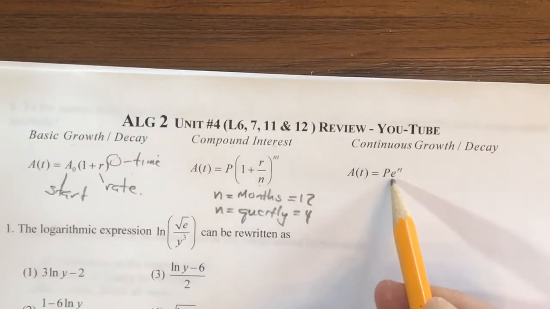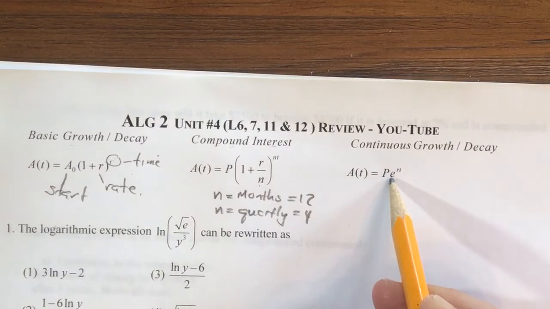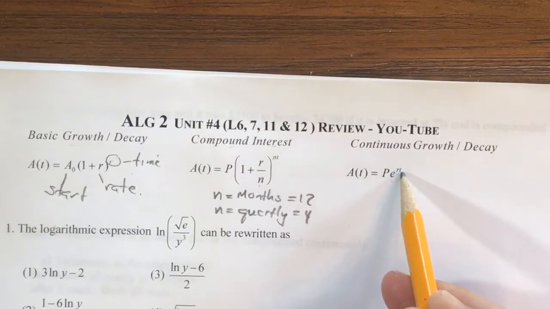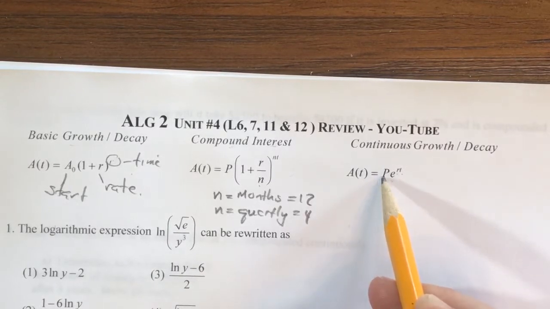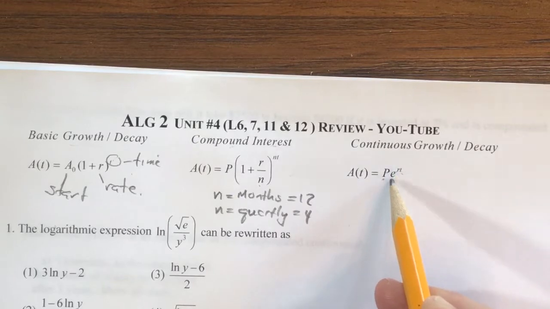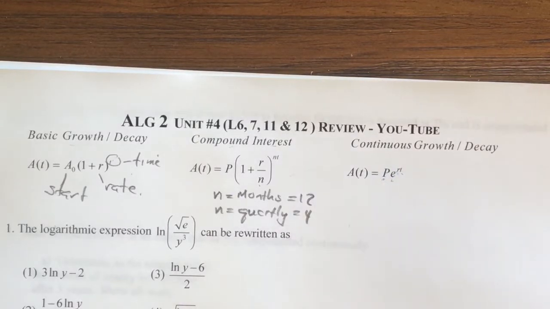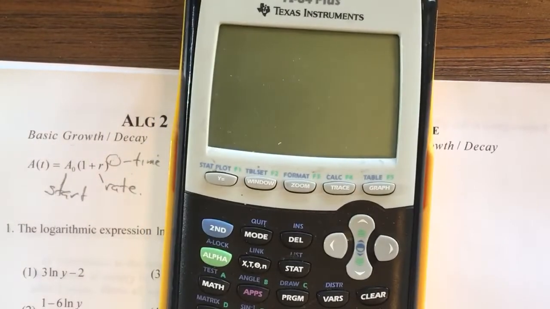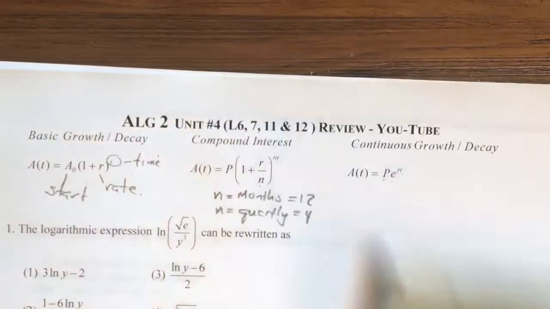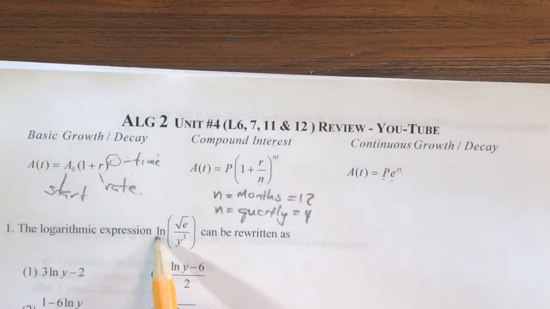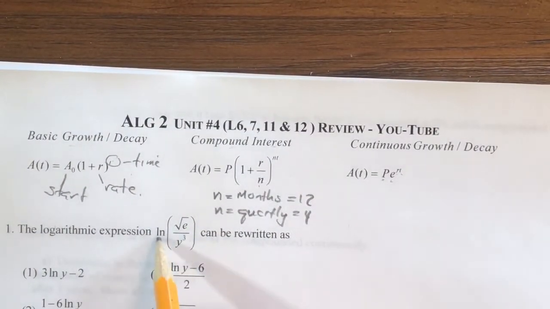And then we got our PERT formula, where E is a special number, and R is the rate, T is time, and P, we just use P instead of A0 to stand for the principal amount, the starting amount. So there's still the start, the time, the rate. It's just got to use that E button on your calculator, right here, right above the natural log. So a couple things happening here. That natural log, in fact, our first question deals with the natural log, which is like any other log.